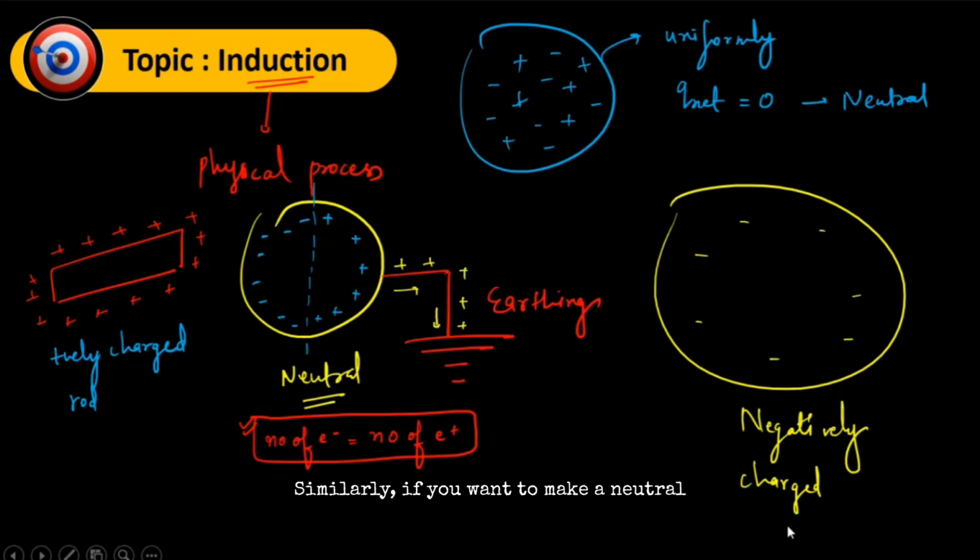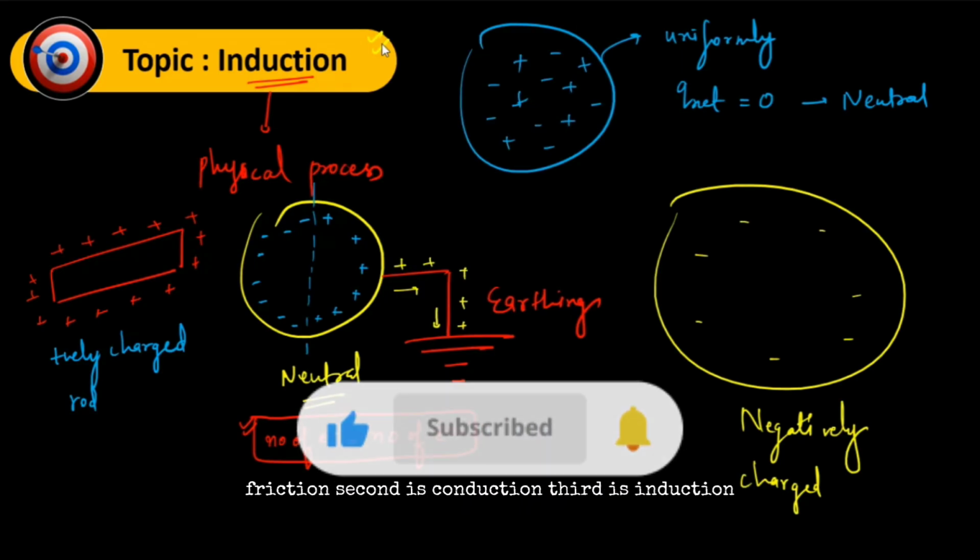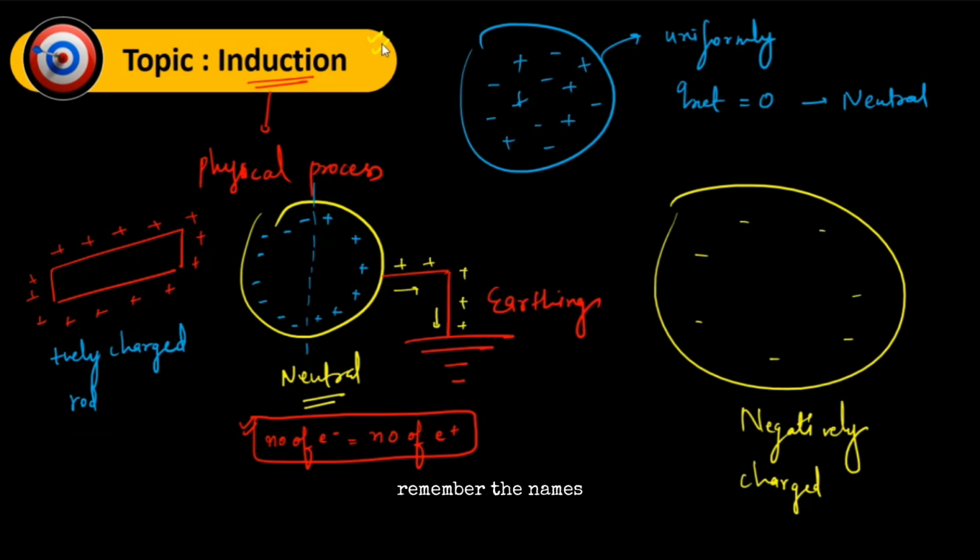Similarly, if you want to make a neutral body positively charged, you will do the reverse process. You bring a negatively charged rod, earth the opposite side, and again negative charge will flow into the earth and the whole body will become positively charged. That is what we call the process of induction. So as of now, we talked about three particular processes. First is charging by friction, second is conduction, third is induction. Remember the names and remember the difference between all three processes.